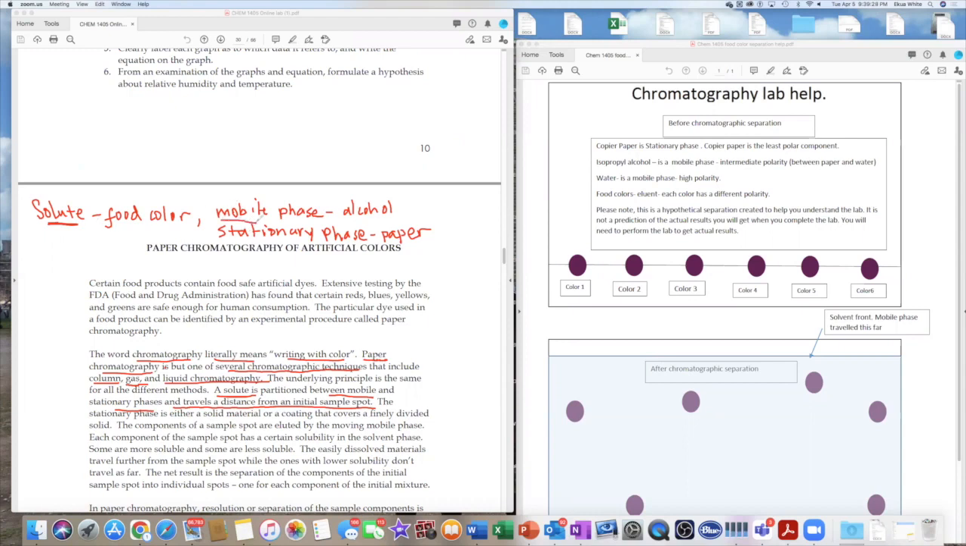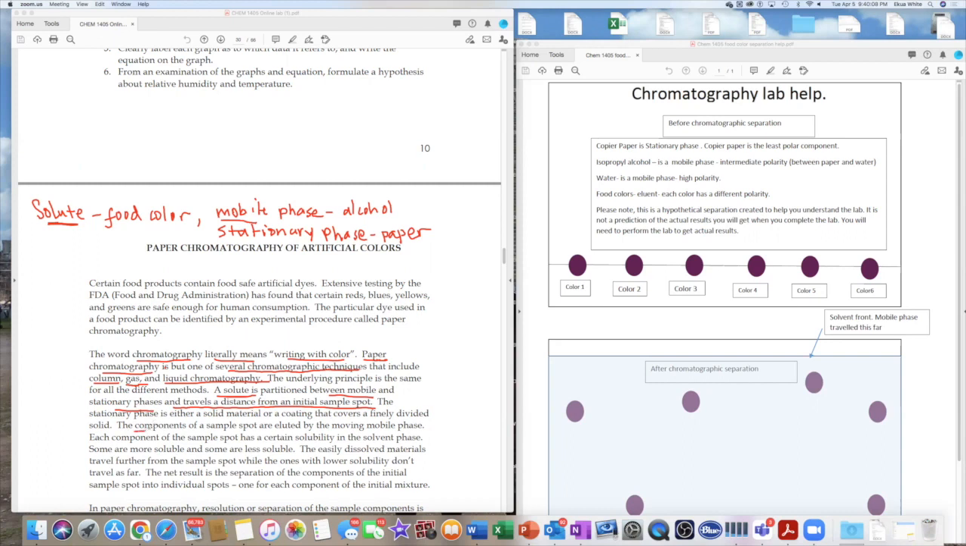The mobile phase, the phase that actually moves, which is the alcohol. The stationary phase, the phase that doesn't move, that's the paper, okay? So I'm right down here. And remember, the solute, the food color, will have to travel a distance from the initial spot, okay? The stationary phase is either a solid material or a coating that covers a finely divided solid. In our case, the stationary phase is your paper, okay? The components of the sample spot are eluted by the mobile phase.